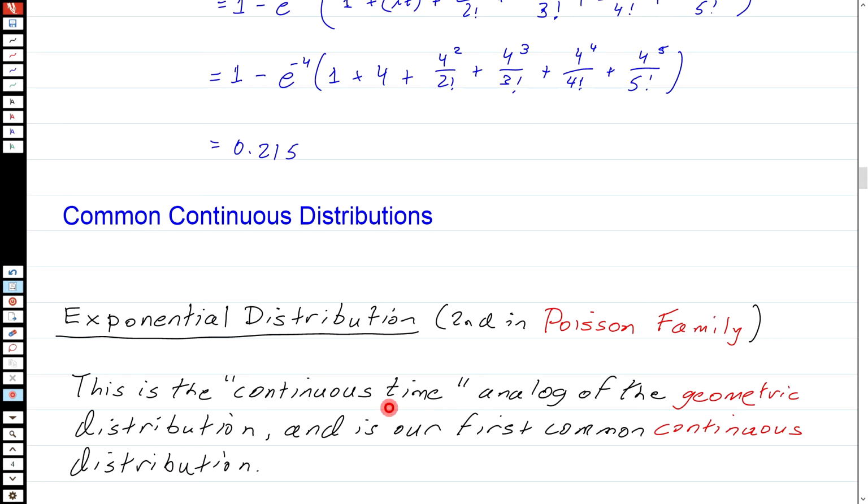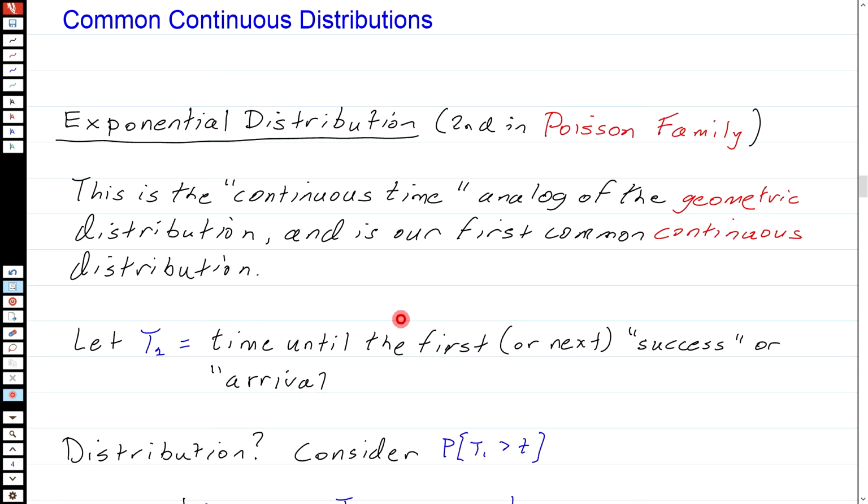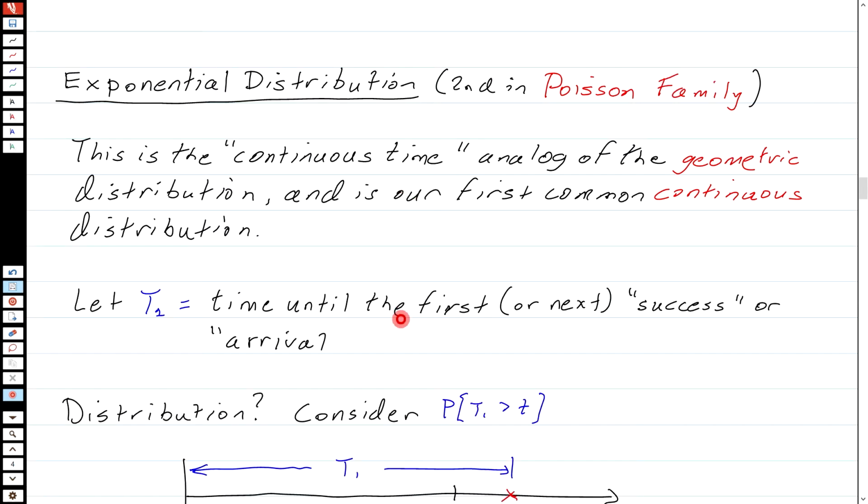Now we get to the second of the group of Poisson distributions, and this is now under continuous distributions, because this one is measuring the time to the next occurrence, arrival, or success, and time is now continuous. So every instant is a trial, and that distribution is called an exponential distribution. This is the continuous-time analog of the geometric distribution, and is our first common continuous distribution. So let's define T1 as the time until the first or next success or arrival.